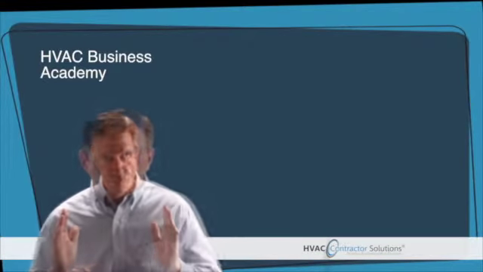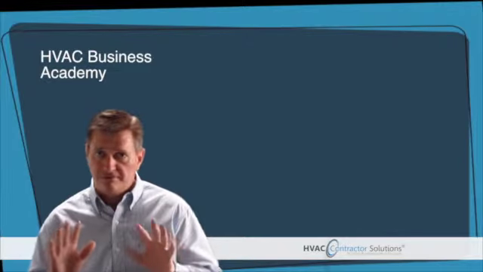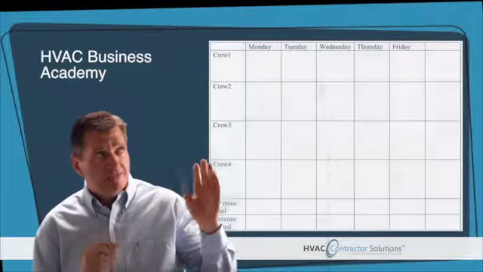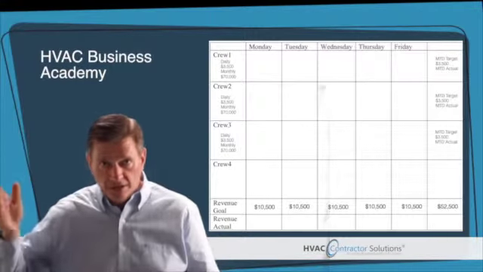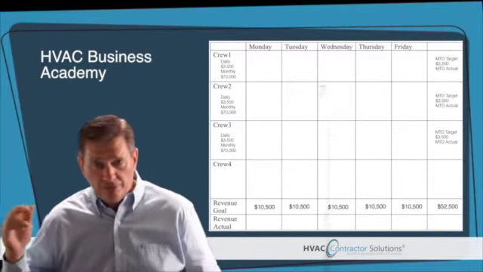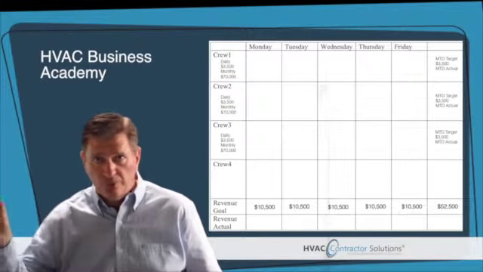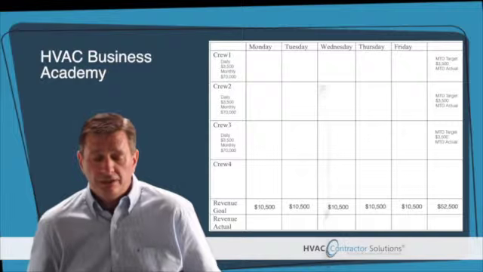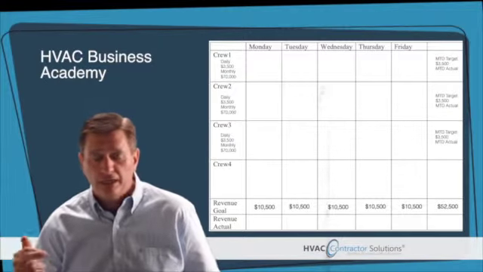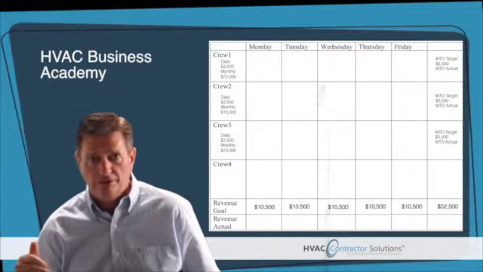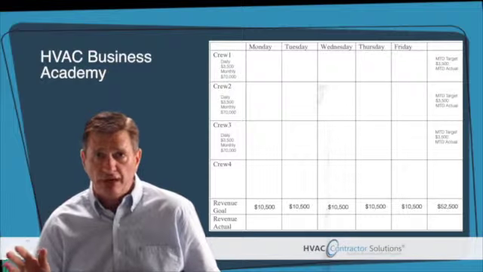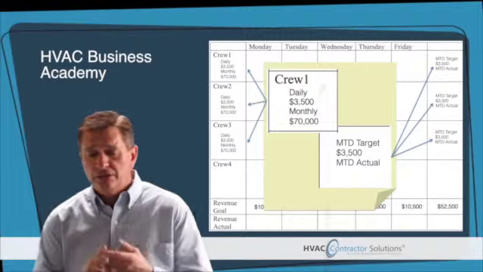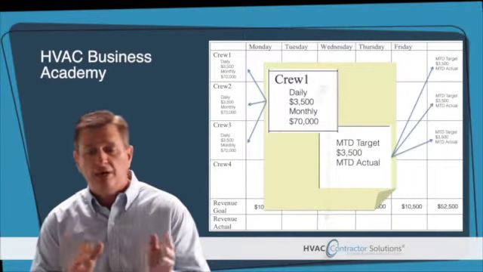So the first thing, understand the importance of having everything visible. Now what I mean by that is have an installation board. Along the left-hand side of the board, you have your crews. Across the top, the weekly schedule, Monday through Friday. On the bottom left, you'll see that there is a revenue goal and actual revenue. That way we can keep track of what's going on. On the right-hand side of the board, you'll see we have our month-to-date target and our month-to-date actual.